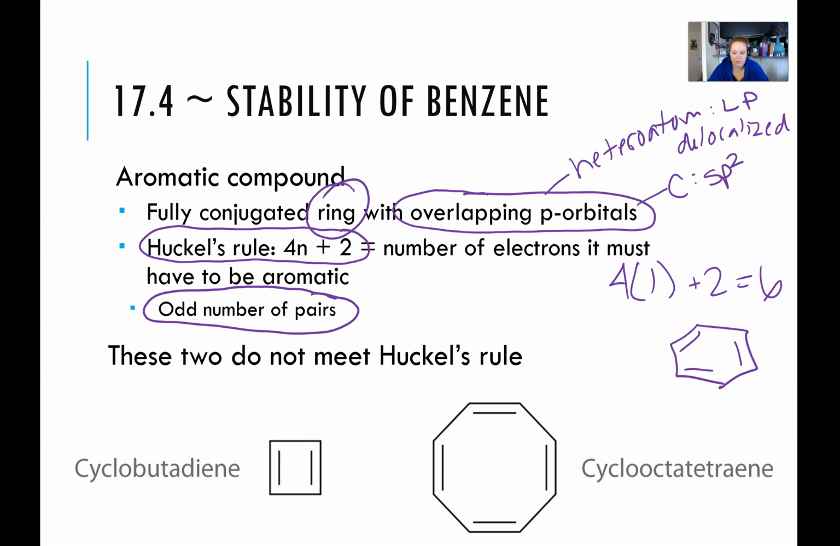So that whole bullet point there says fully conjugated ring with overlapping p orbitals. So that really just means that all of the atoms can participate in resonance because they have available p orbitals and they have electrons in those p orbitals. The two examples on the bottom don't meet Huckel's rule. So cyclobutadiene has 2 pairs of pi electrons, and cyclooctatetraene has 4 pairs. So 2 and 4 are even numbers, not odd, and so they're not going to count towards being aromatic.